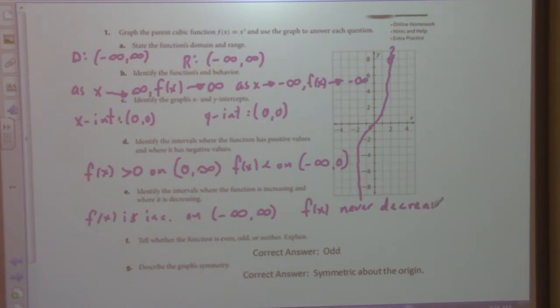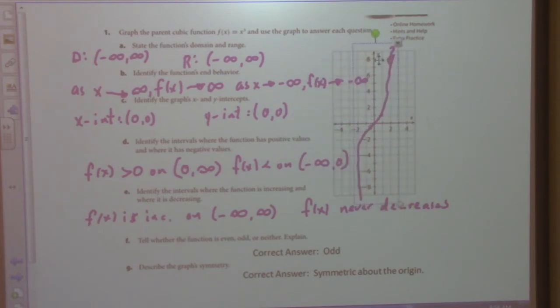Tell whether the function is even, odd, or neither, and explain. Here there's a correct answer given, odd. What is your explanation of that? One way that we've talked about is if the graph has 180-degree rotational symmetry, which is the definition of odd, which is the case here.